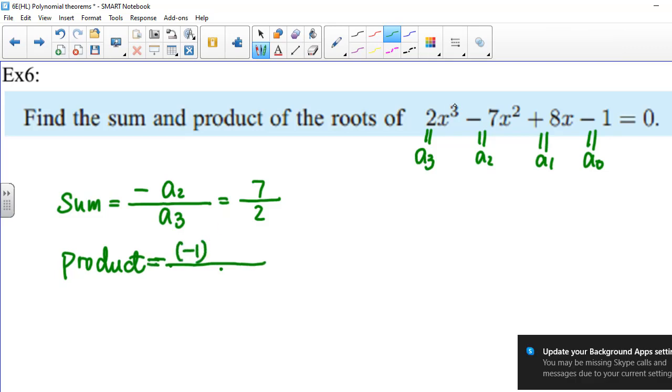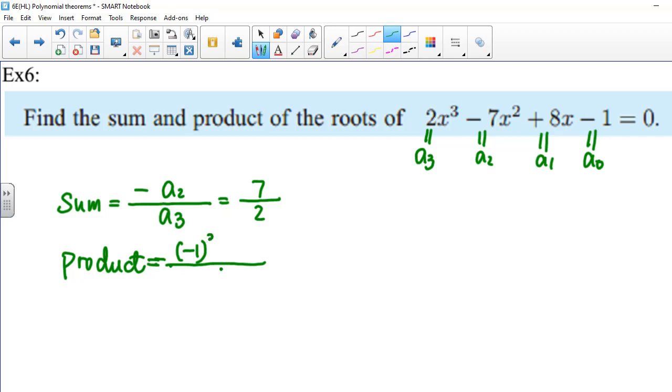So right now, the degree of this polynomial equation is 3. So we change the n to 3. Then times a0. a0 in this case is negative 1 divided by an. an here is a3, which is 2. Therefore, the product of those three roots is 1/2.